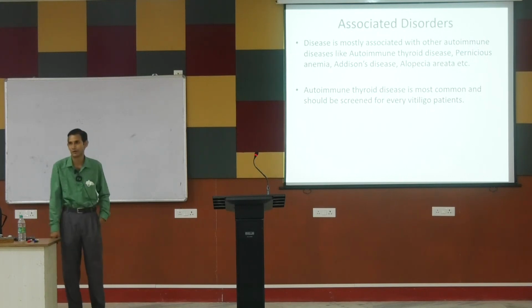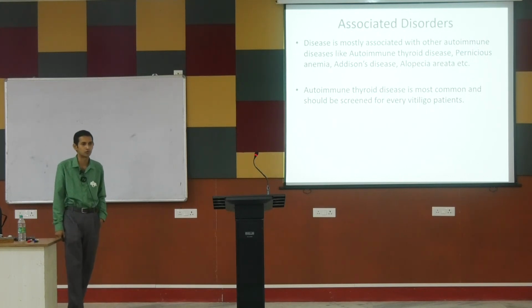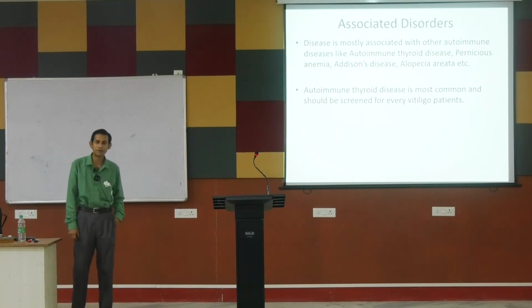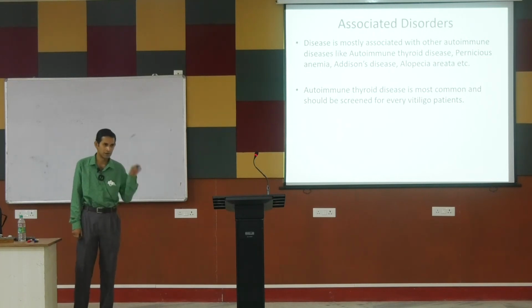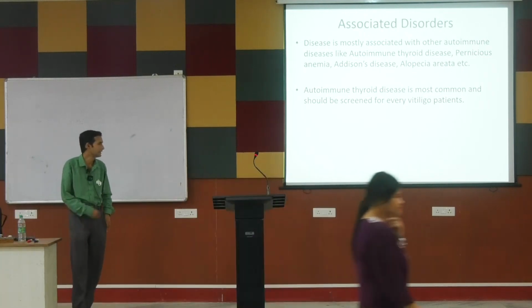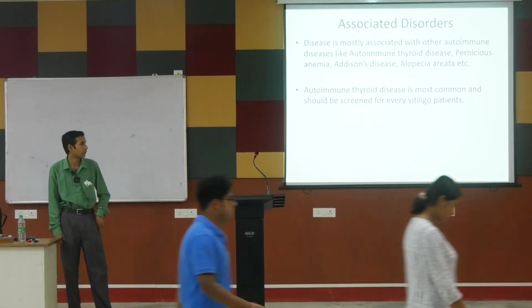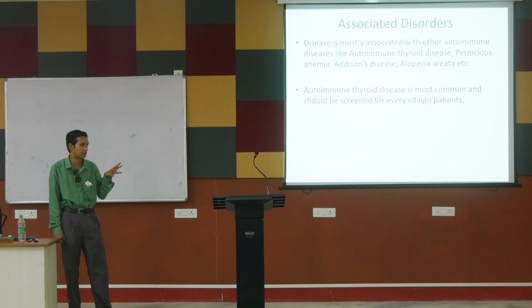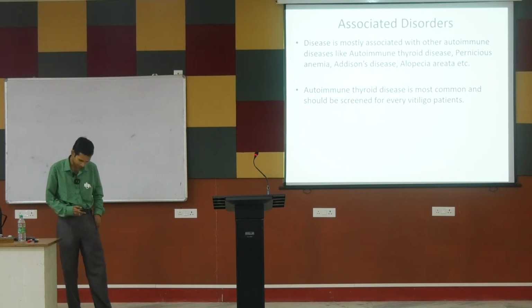But the most important thing is autoimmune thyroid disease, which should be screened in each and every vitiligo patient. It is the most common, so if a vitiligo patient comes to you, serum TSH level and free T4 level should be done in every case, because autoimmune thyroid disease or hypothyroidism is the most commonly associated with vitiligo. Please remember it. As it is an autoimmune disease, it may be associated with other autoimmune diseases, but the most important thing to be screened is autoimmune thyroid disease.